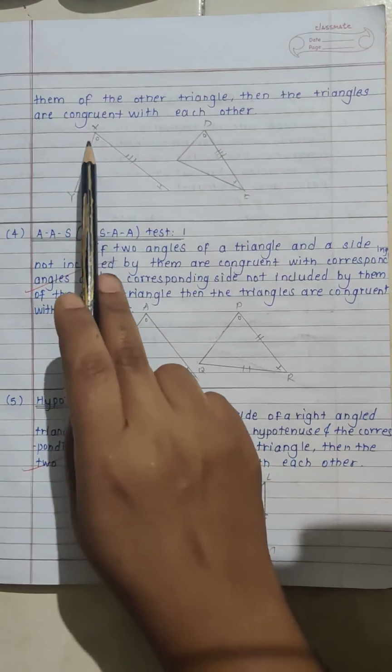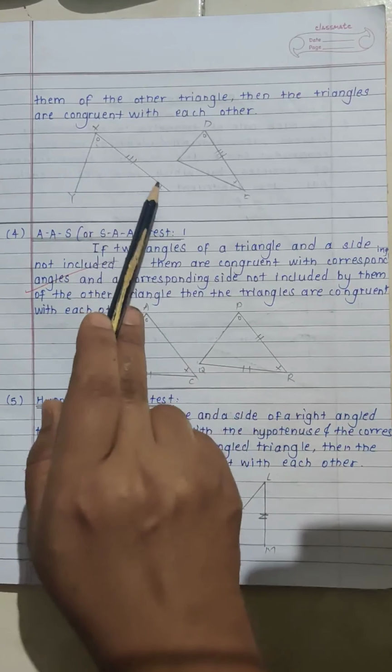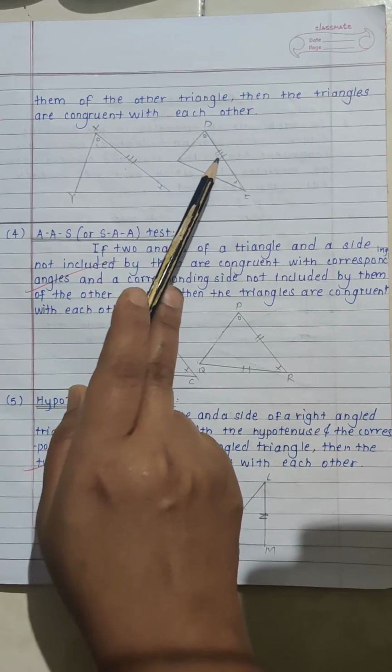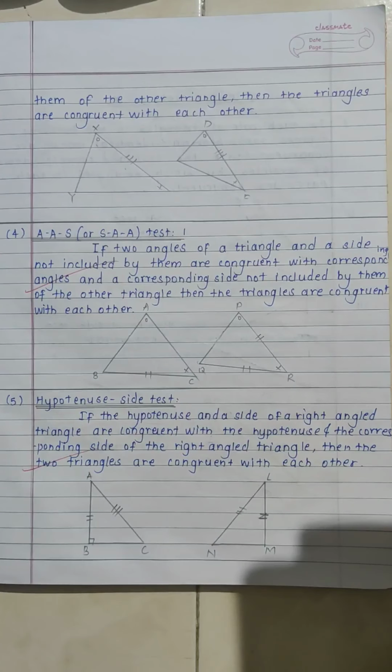Here is the figure. There are two angles. In between these two angles we have a side. Here two angles, and in between the two angles we have a side. So this is angle side angle.